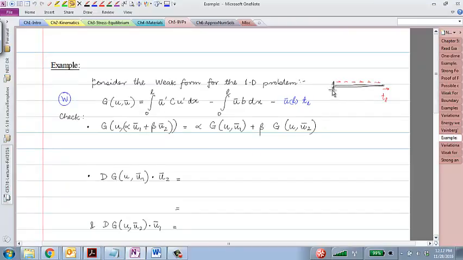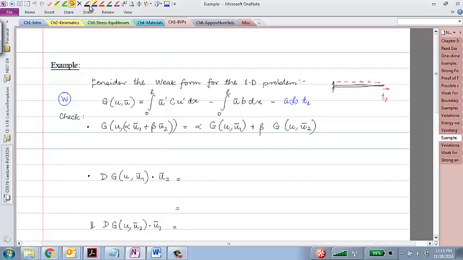We know that for this particular problem, a one-dimensional bar with some body force and some end traction, displacement specified at the left end, the principle of virtual work form, the PVW form of the weak form, is this. This is WI, internal virtual work. This is WE, external virtual work. First question, to check for Weinberg's theorem: is this functional linear in the second argument? And how do we check that? Does this condition hold?